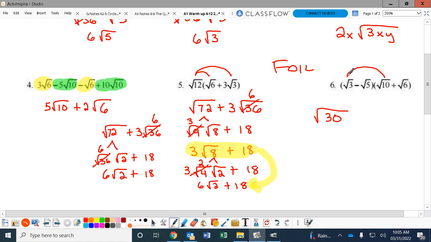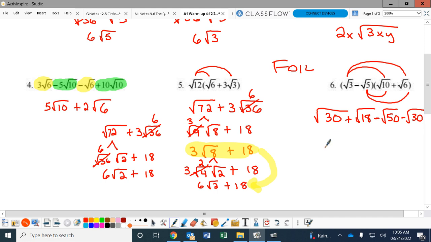And then the square root of 3 times the square root of 6 is going to be plus the square root of 18. Then we're going to multiply the inner two, which is going to be minus, because it's a negative times a positive, guys, the square root of 50. And then the last two, it's going to be minus the square root of 30.